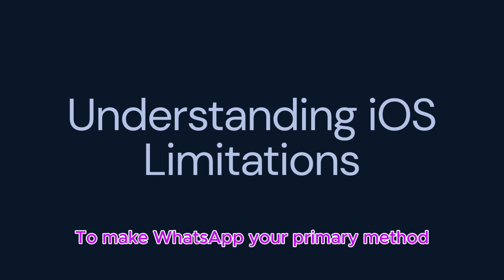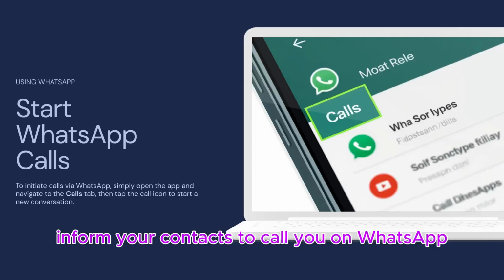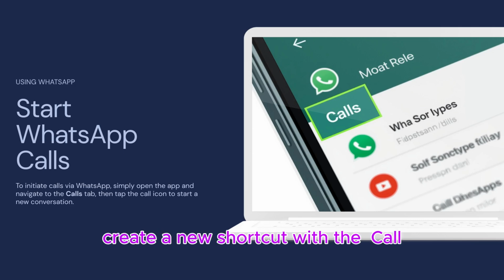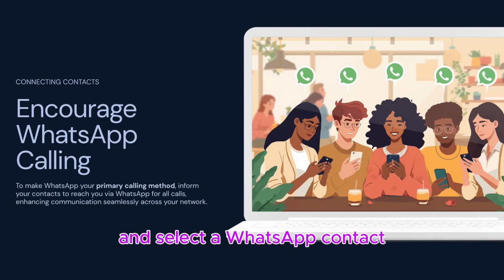To make WhatsApp your primary method, inform your contacts to call you on WhatsApp. You can also set up a shortcut. Open the Shortcuts app, create a new shortcut with the call action, and select a WhatsApp contact.